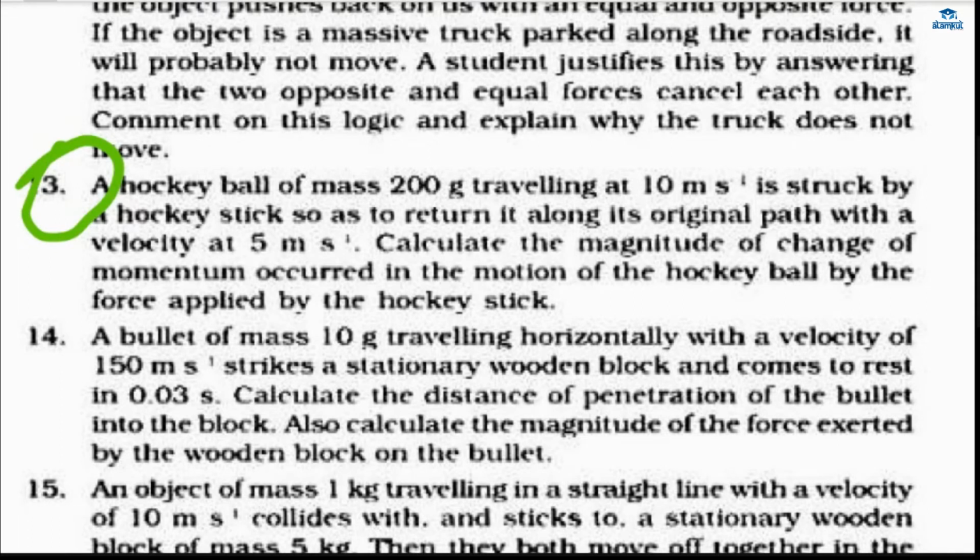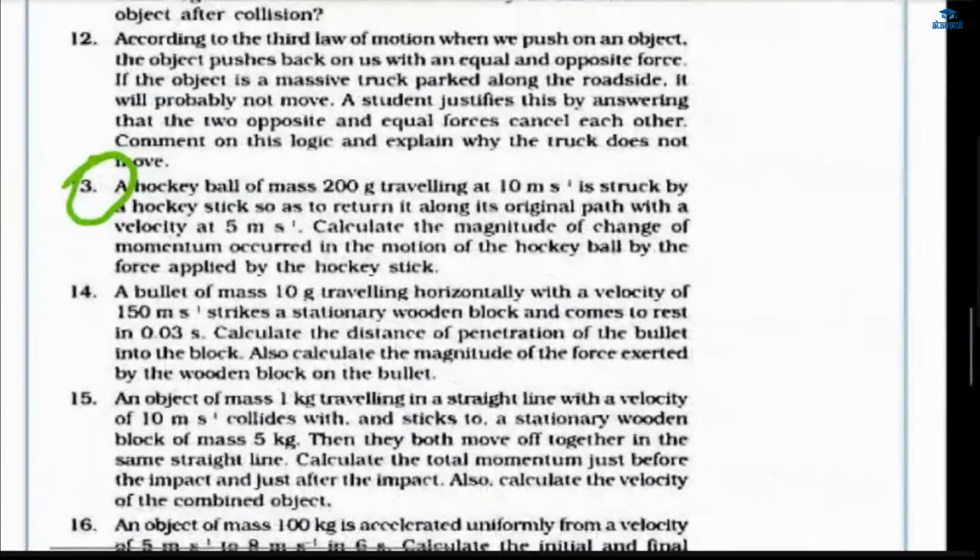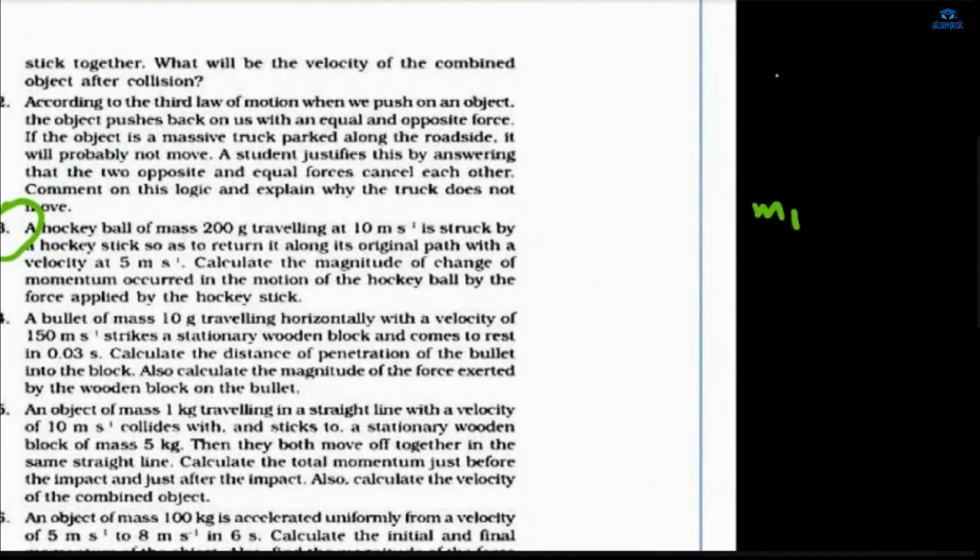Ma'am, how will we find the momentum for the hockey stick? Here we have first M1, right? It's 0.2 kg, and V1 is 10 meters per second. The ball is struck with a hockey stick so as to return it along its original path with a velocity of 5 meters per second. Ma'am, for the hockey ball I got the momentum as 2, but I didn't understand how to do it for the hockey stick.